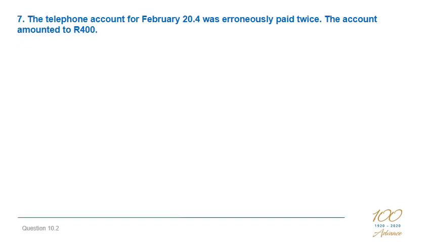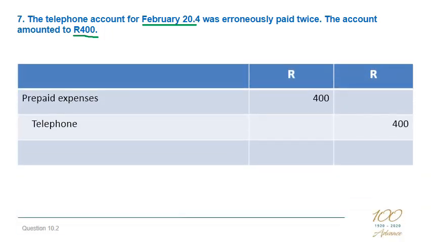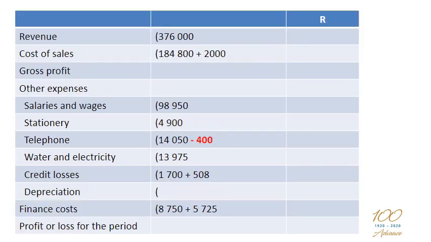The telephone account for February this year, that's in my financial year, was erroneously paid twice. So I have a debit in the telephone account amounting to 400 Rand that I don't want there. What do I need to do with a debit to get it out? I credit the telephone account, corresponding debit in prepaid expense. So the telephone account is the expense account, warranting an adjustment in the statement of profit or loss. And because it's a credit, I need to deduct it from the expense account.